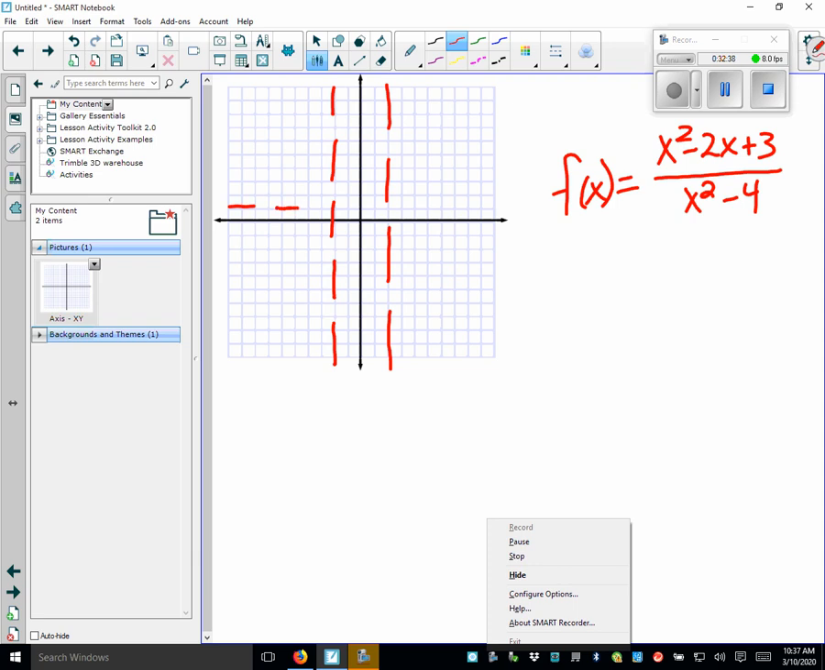Is it when the numerator is greater than the denominator? No, when they're equal. When the numerator is less, y equals 0. When it's greater than, there is a slant if it's one above. And remember that if it has a slant, it can't have a horizontal. Like this? Does it have a slant? No.